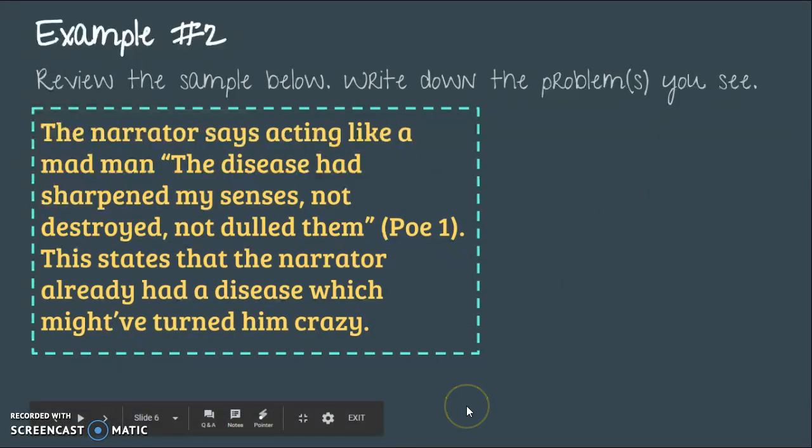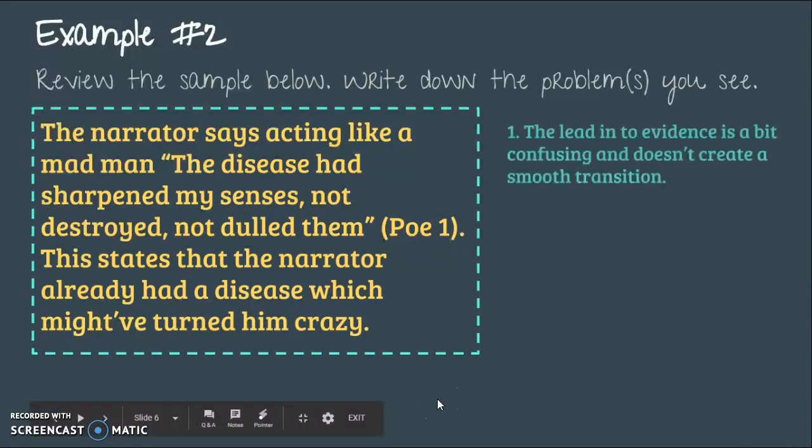Okay, so what we have written here, the narrator says, "acting like a madman, the disease had sharpened my senses, not dulled, not destroyed, not dulled them." This states that the narrator already had a disease which might have turned him crazy. So the problems that we see: the lead-in is a little bit confusing and there's not a smooth transition there.